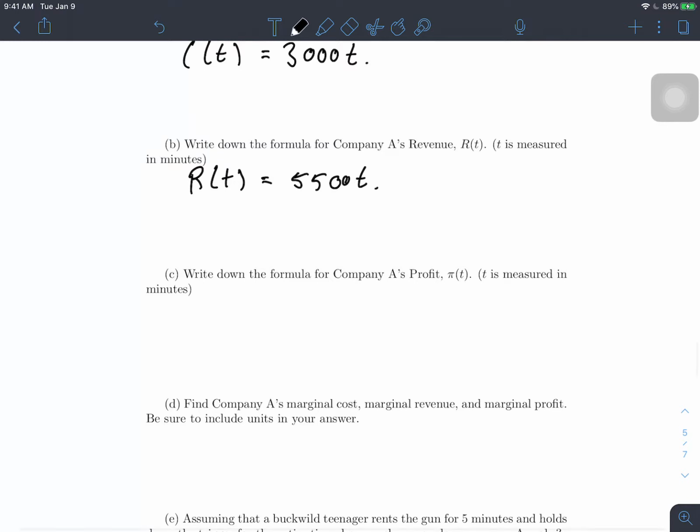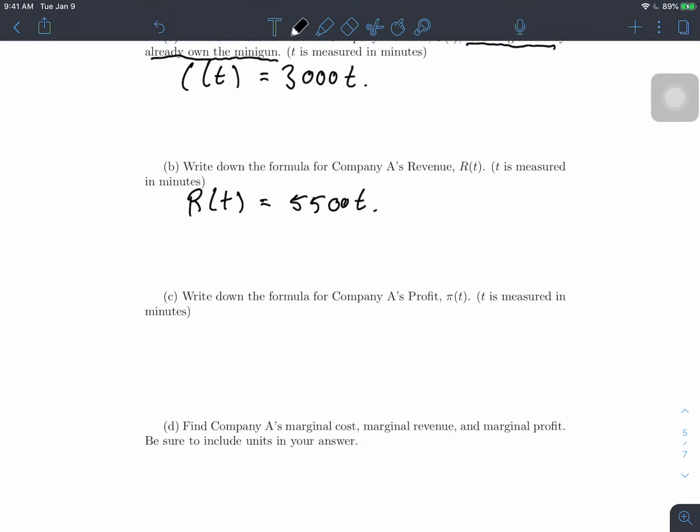Now, we want to write down a formula for company A's profit, pi of T. Remember here, pi is not referring to the transcendental number, which goes on and on forever in a decimal like 3.14159... We're using pi here as a letter. The reason we're not using P for profit is we already used the letter P for another financial term, namely price. So P is already used up, so we have to use some other letter. For some reason, it was decided many years ago that pi was the letter that we would use.